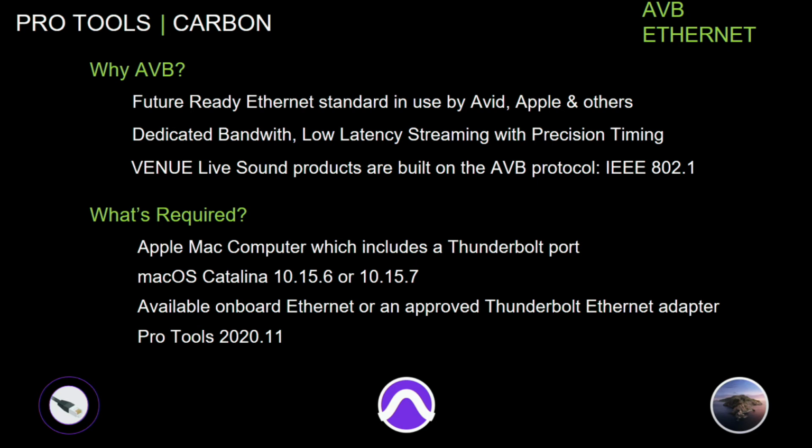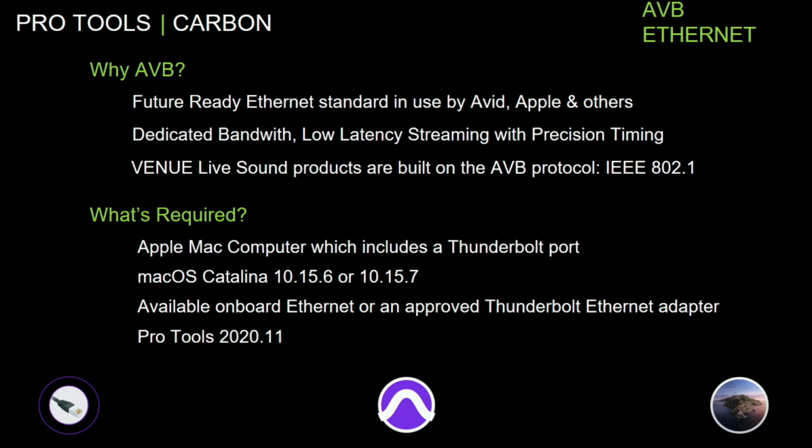So you need a qualified Macintosh computer. You need to be on the latest version of macOS Catalina, 10.15.6 or 10.15.7. And you need to be on the latest version of Pro Tools. So Pro Tools 2020.11 was released 2 weeks ago.